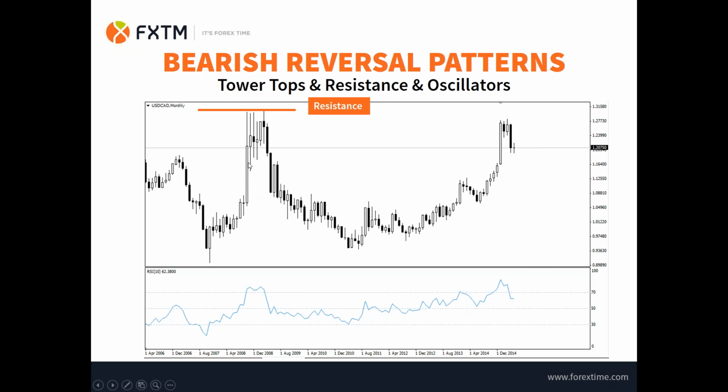But nevertheless, this is a long white body. You have short bodies in between, and then you have a long black body signaling the reversal. That's why this is called a tower top, touching a resistance. And now you feel more comfortable. And of course, you consult your RSI that says, yes, I am overbought. I reached extreme area. So now you are ready to go short. All right? Very good. Excellent.